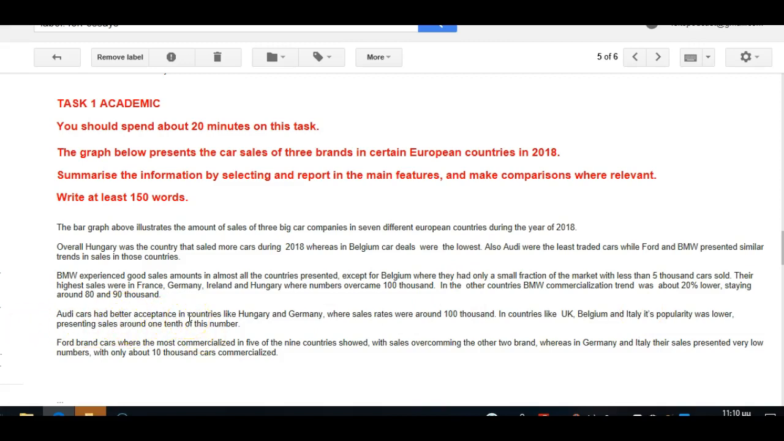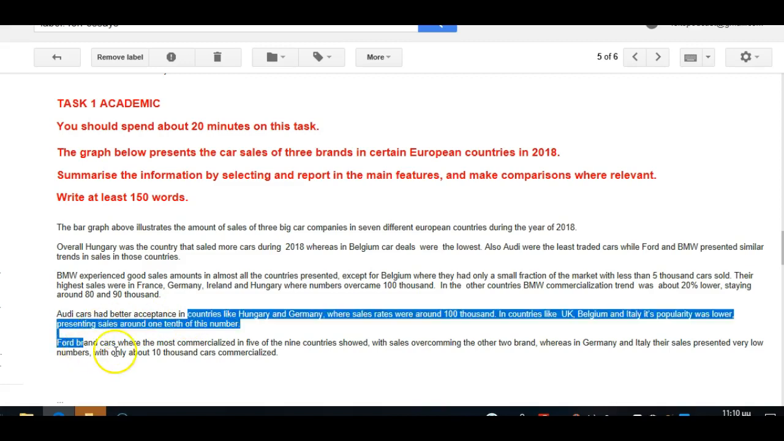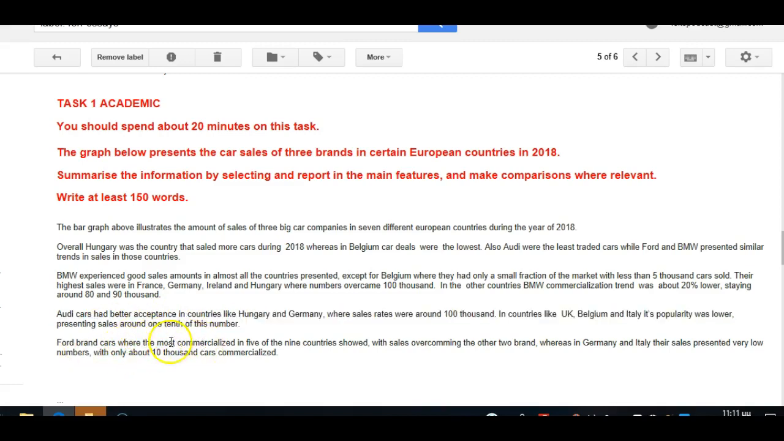Okay, Ford brand cars were, with no H, the most, I don't care for this word, it doesn't fit, most popular, perhaps, were the most popular in 5 of the 9 countries. I thought you said 7 countries. 7 countries, okay? Shown with sales surpassing, again, the other 2 brands, whereas in Germany and Italy, their sales presented very low numbers, with only about 10,000 cars purchased or sold, okay?